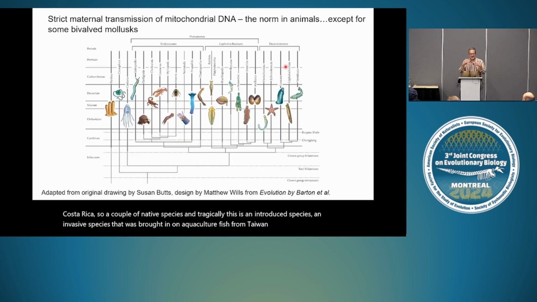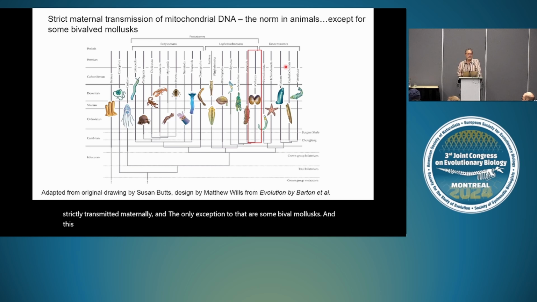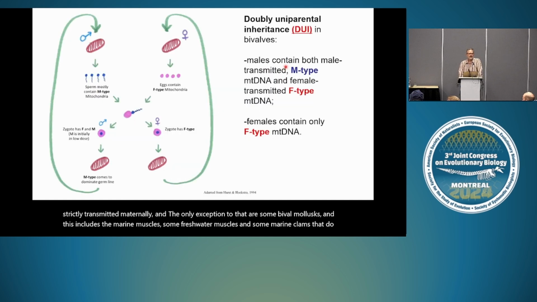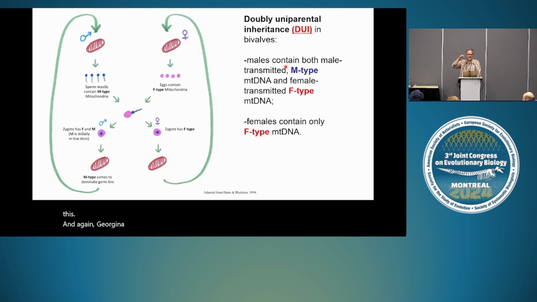As I think Georgina talked about this morning, and this audience will appreciate, in animals the paradigm is that mitochondria are strictly transmitted maternally. The only exception is some bivalve mollusks. This includes some marine mussels, some freshwater mussels, and some marine clams. And again, Georgina nicely summarized how the system works.